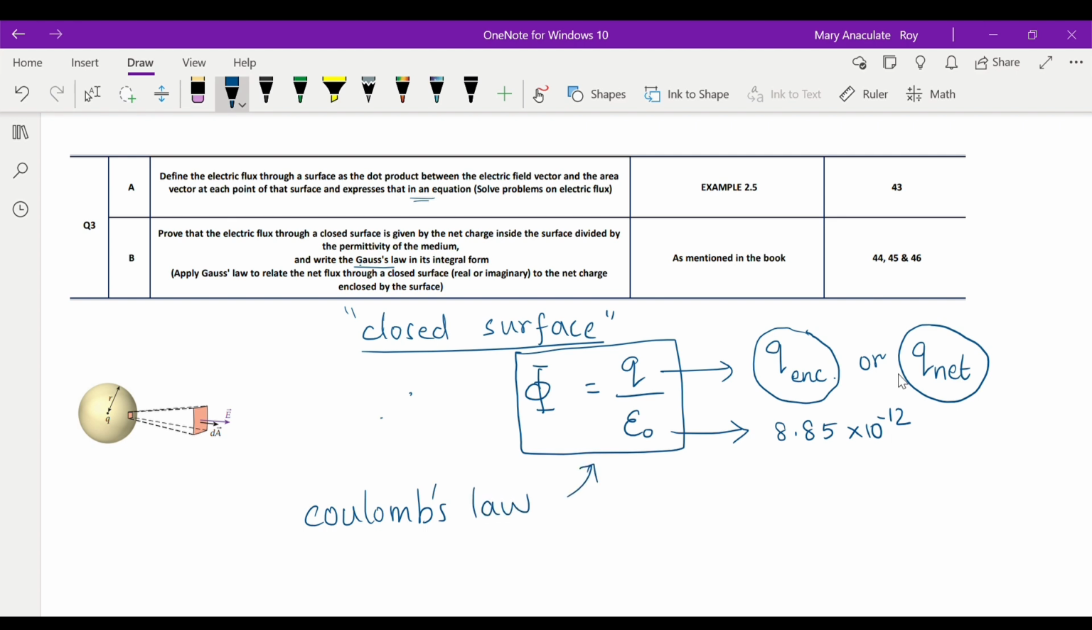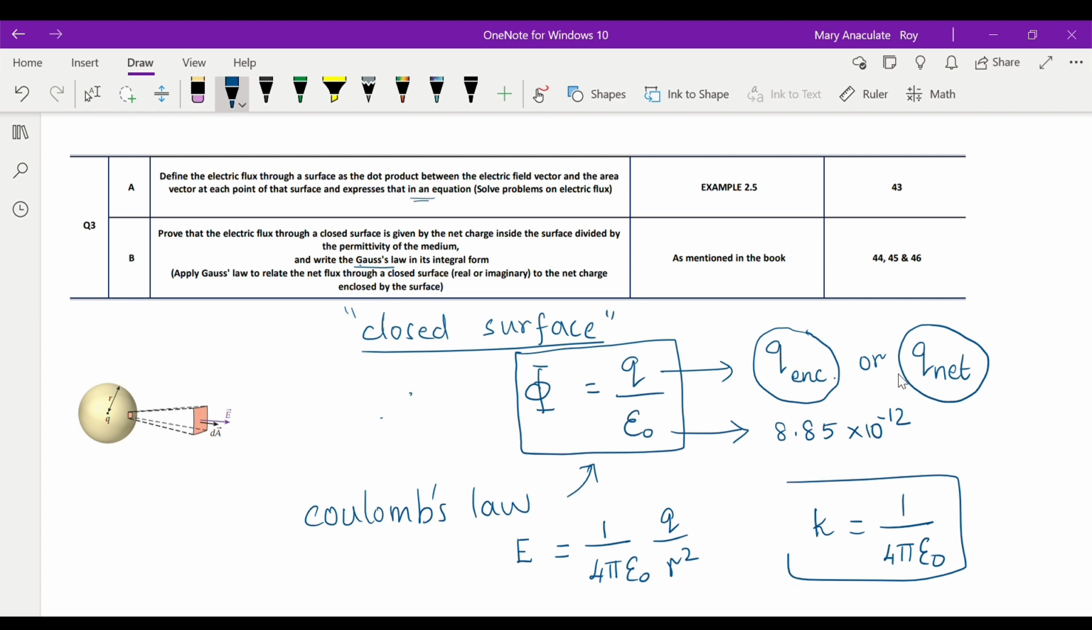We know that Coulomb's law for electric field is given by 1 by 4 pi epsilon naught times Q over R square. You might be aware that K equals 1 by 4 pi epsilon naught, so this is also equal to KQ over R square. But we are using this because in Gauss's law we have epsilon naught, so we have expanded Coulomb's law by using K equals 1 by 4 pi epsilon naught.